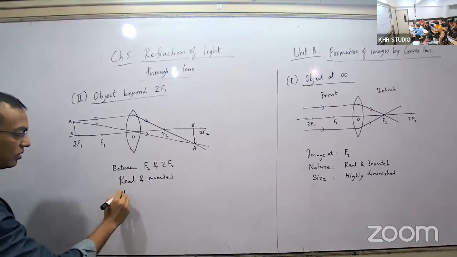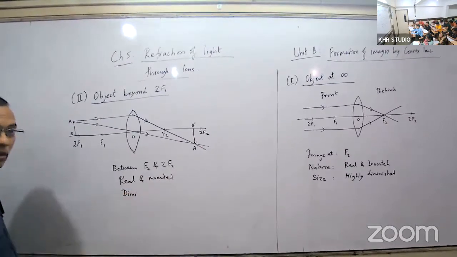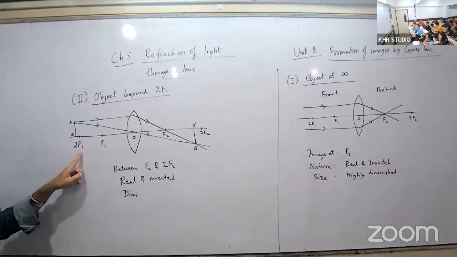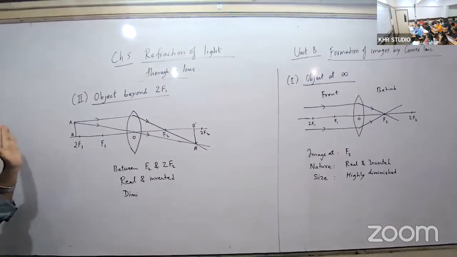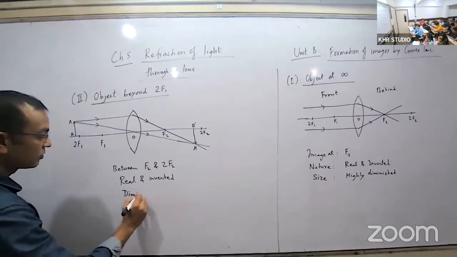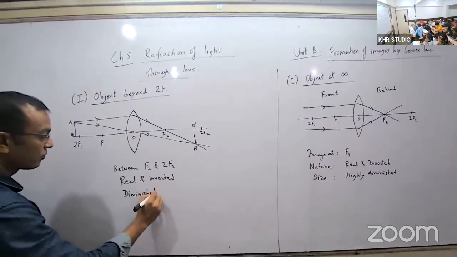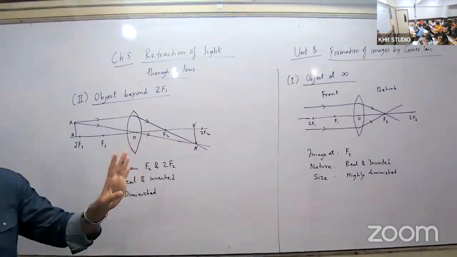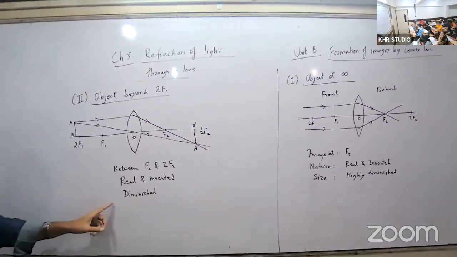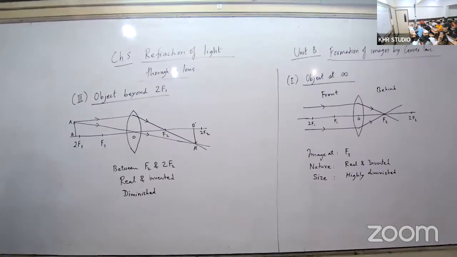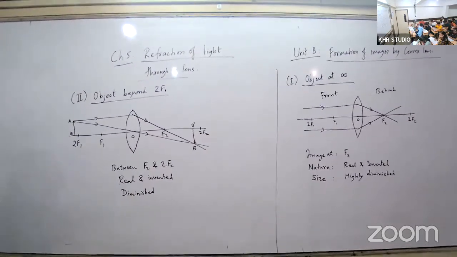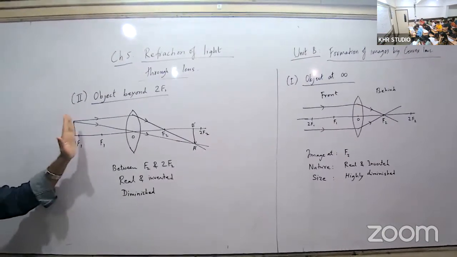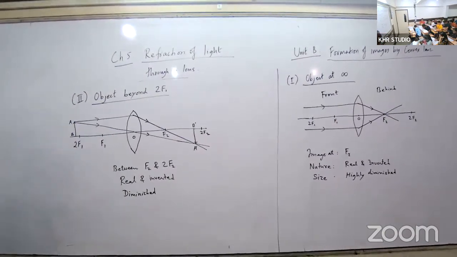Sir, diminished. How diminished? Same size when it is at 2F1. It is not at 2F1, it is beyond. Diminished. All real images will be inverted. Remember that. So this is diminished. When it is kept at C, then it will be, where is it at C?